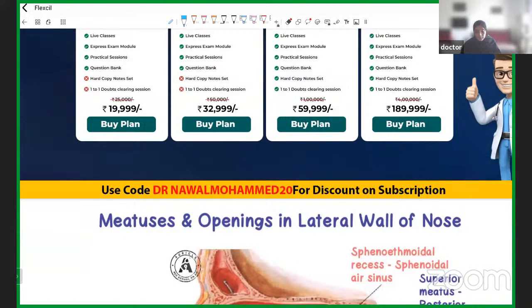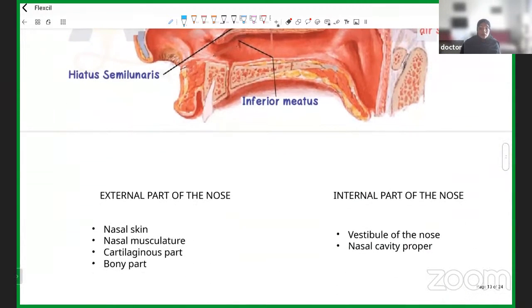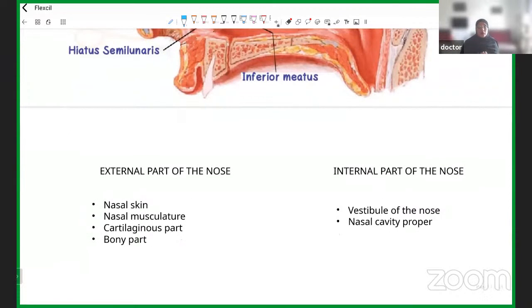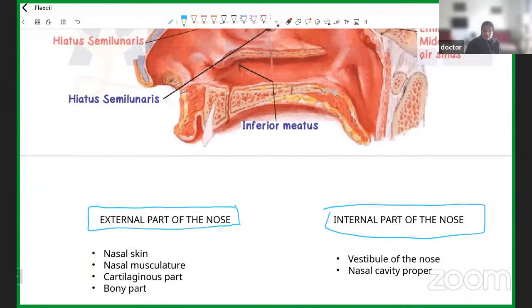So this is the anatomy of nose. This is when you cut the head in between, the skull from between, and you see only one part of the nose. So both the parts are like this, just for your view. Now, to create a framework, nose has 2 parts. We say it is an external part of the nose, which we are able to see, and the internal part of the nose, which is the picture that we have seen above.